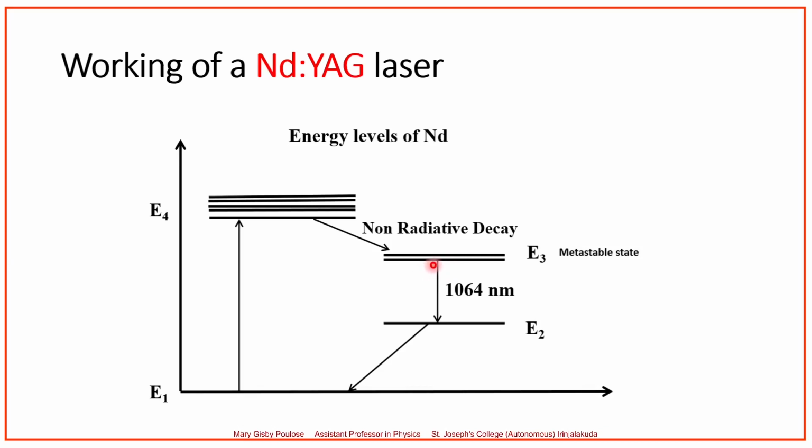Now, at that time, by any chance, if light is emitted towards the lower energy level E2, that will be a spontaneous emission. But this spontaneous emission can trigger the other atoms accumulated in E3 to stimulately fall towards E2. This is called stimulated emission of light, and that will be in the wavelength of 1064 nanometers, depending on the difference of these 2 energy levels.